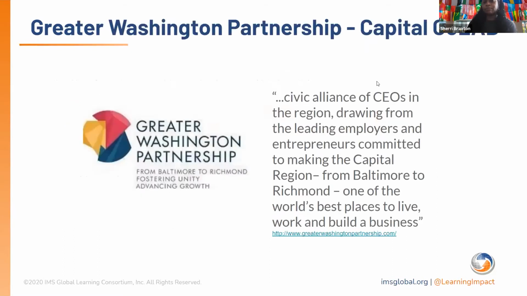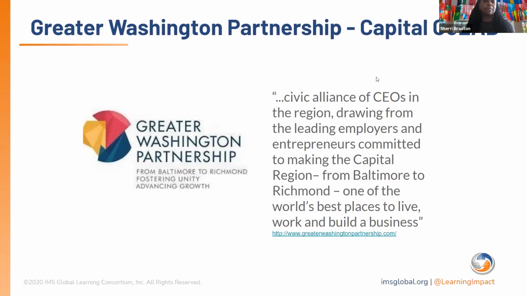So next slide. This Greater Washington Partnership, as I mentioned, is the Civic Alliance of CEOs from the Baltimore to Richmond corridor. And they've formed this Capital CoLab, which is a collaboration between 12 higher ed institutions, which include the System of Maryland Schools, University of Maryland, Baltimore County specifically, the George Washington University, lots of other schools in the area, and companies like Under Armour, Amazon, General Dynamics, Northrop Grumman. So they've come together and identified some of the skills that they'd like for these students to come to these companies with.